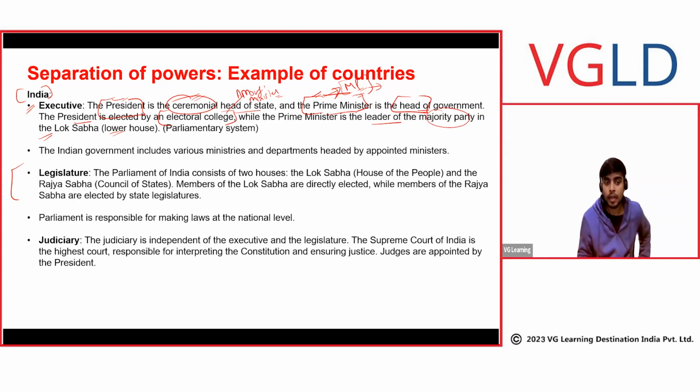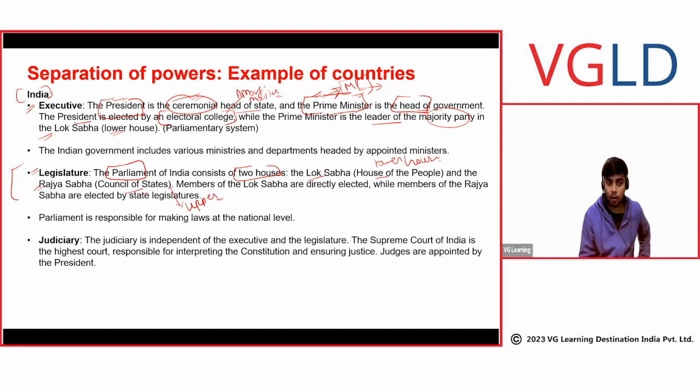Legislature. Basically India has two houses. When we talk about legislature, India has parliament and they have two houses: Lok Sabha, which is also called the House of People, or lower house, and Rajya Sabha, Council of State. Basically it is also called upper house.